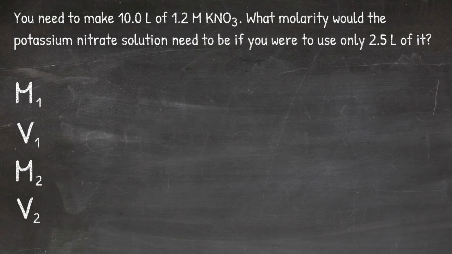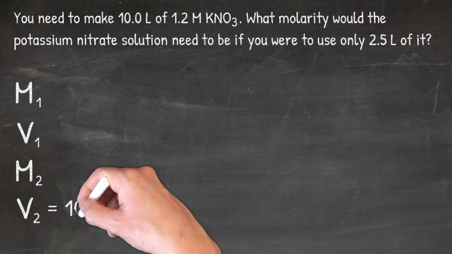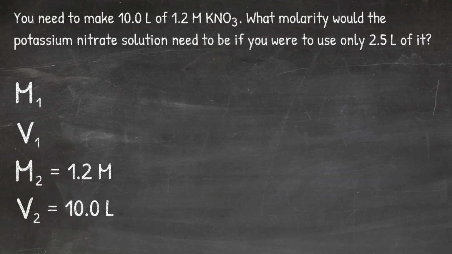So our next question says, you need to make 10 liters of 1.2 molar KNO3, or potassium nitrate. What molarity would the potassium nitrate solution need to be if you were to use only 2.5 liters of it? So as I'm reading the problem, I know I need to make 10 liters of a solution that has a concentration of 1.2. If that is the solution I'm making, that should be the solution we are ending with. So we see 10 liters and 1.2 molarity, that's going to be M2 and V2. And again, this is because that's what we want to end with.